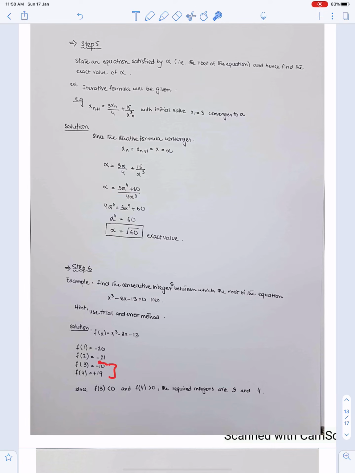f of x is changing its sign from 3 to 4. f of 3 is negative and f of 4 is positive. That means the root of this equation lies between 3 and 4. Since this is negative and this is positive, the required integers are 3 and 4. This is the way to get the required integers between which the root of f of x lies. Always start with 1. And this is the hint: use the trial and error method.